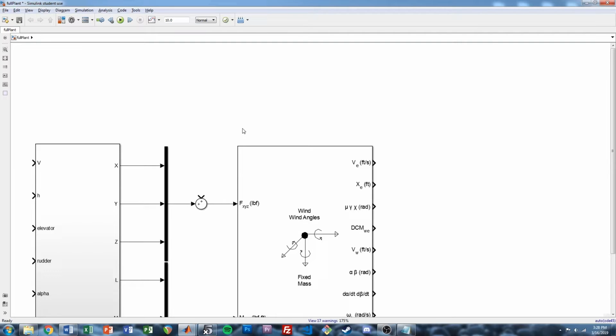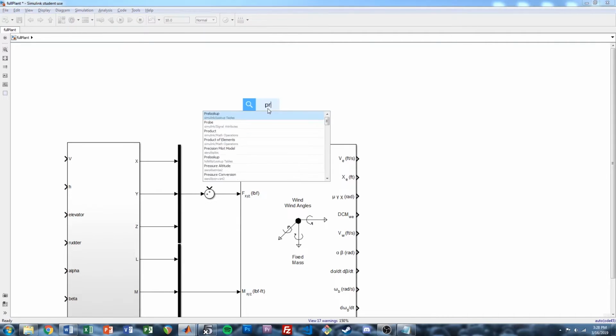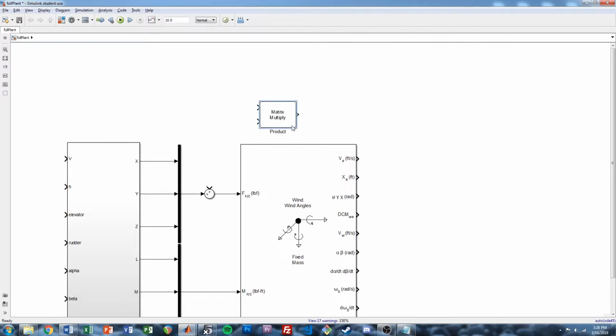Oh, actually we need to rotate it into the stability axes. So I know I'm going to have some sort of DCM that takes me from inertial to stability axes. So I'm going to go ahead and do a product here. It's going to be a matrix. Go ahead and invert that, Control I to invert it like that. The output is going to be our stability axes. I guess really it should be wind axes.